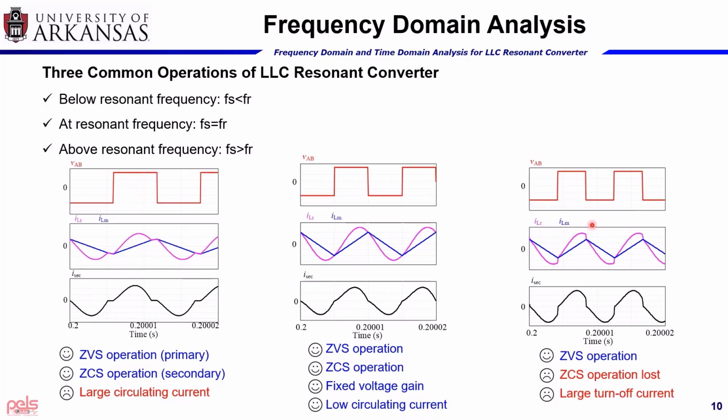On the right side, it shows the operation waveform above resonant frequency. ZVS operation for the primary MOSFET can be achieved. However, the secondary rectifier current is operating in continuous conduction mode, so it loses the ZCS operation, and it also has large turn-off current. So the best operating point for an LLC resonant converter is around the resonant frequency.